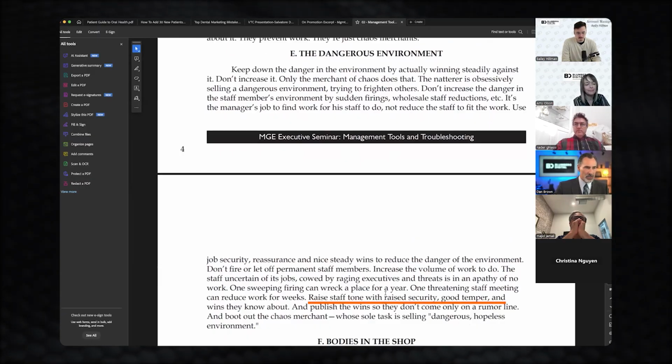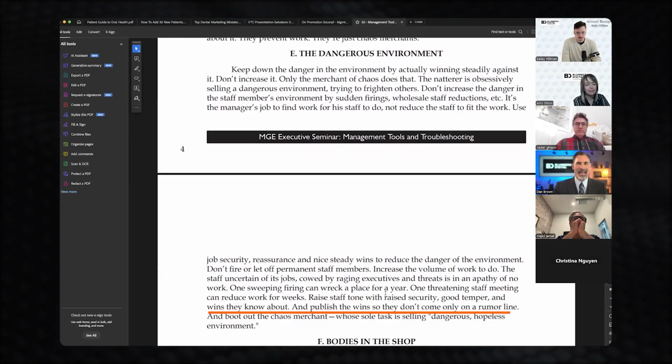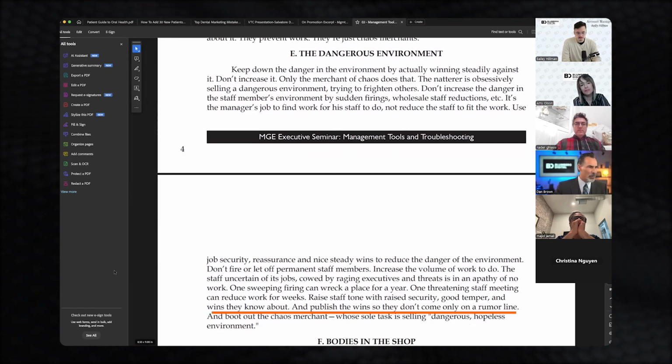I love that one. And how would we celebrate those wins? How would we do what he's talking about here? Raise staff tone with raised security, good temper, and wins they know about. And publish the wins so they don't come only on a rumor line. How would we do that? Love this one. Start off the week with a good story or funny thing. Love that. More games, PJ. Love that one. Encouraging, informative morning huddle. Absolutely, Emily. Make those wins known. That's right, Danielle. Good. Read out reviews in a huddle. I love that one, PJ.